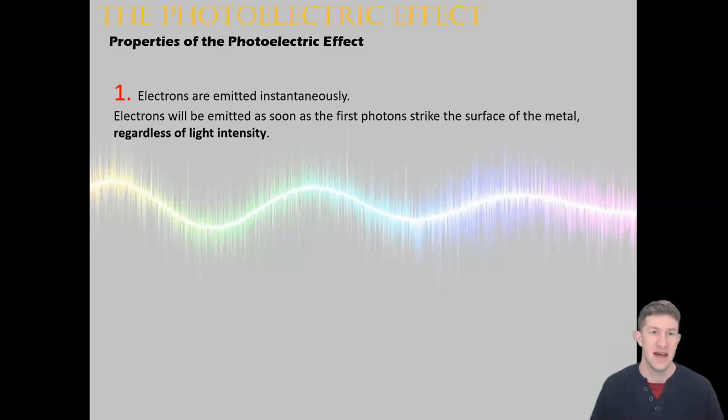But firstly, electrons are emitted instantaneously. So as soon as the first photon strikes the surface of the metal, regardless of the light intensity, an electron is instantaneously produced or emitted. And it's important to note that it says regardless of light intensity.